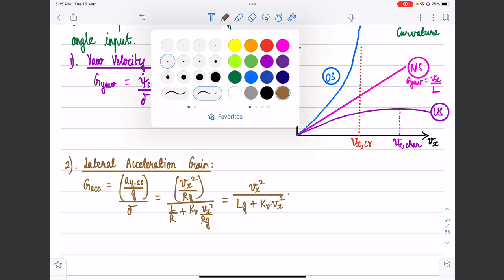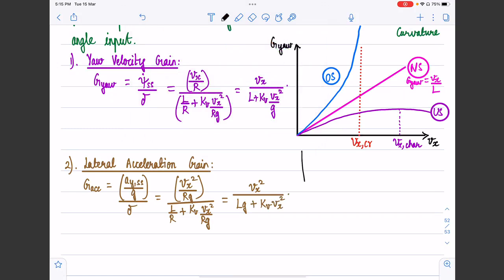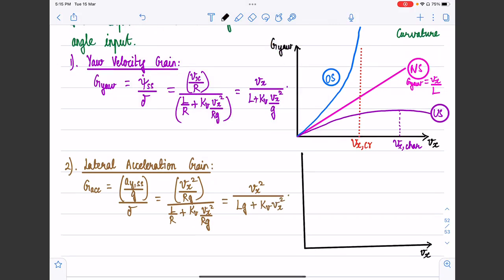So if I now do a similar plot for the lateral acceleration gain, once again we are going to plot it with respect to Vx. Now if I plot the lateral acceleration gain for a neutral steer vehicle, please note that even for a neutral steer, the relationship is going to be like Vx squared, right? So this is going to go something like this. This is for neutral steer. This is going to be a quadratic relationship.